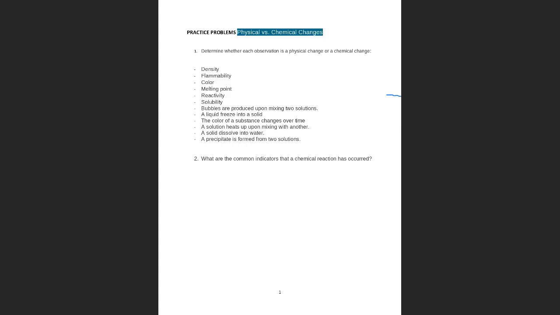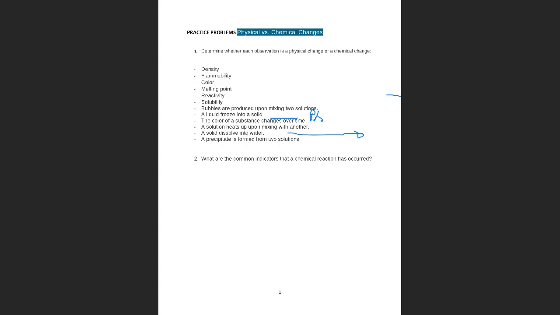So now when we measure the density, I don't create a new substance. So do you think it's a physical change or a chemical change? Yes, exactly. So this is a physical change. How about flammability?